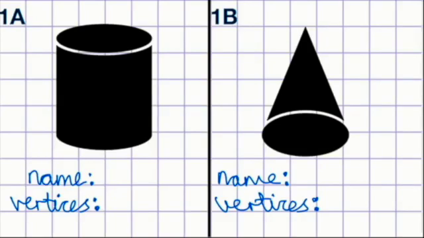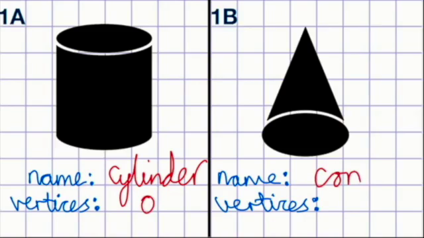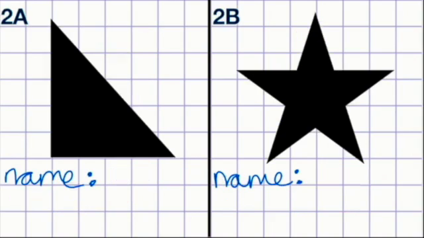I'd like you to do both of these. You need to write the name of the 3D shape and the number of vertices. Press pause. Okay, so this shape is a cylinder and it has 0 vertices. This shape is a cone and it has 1 vertex.